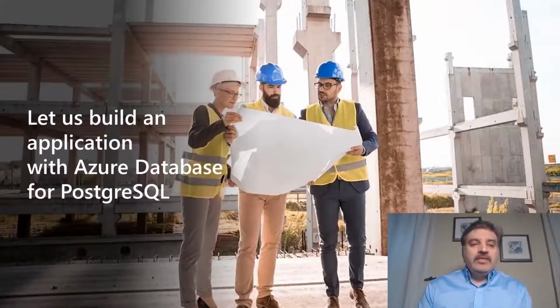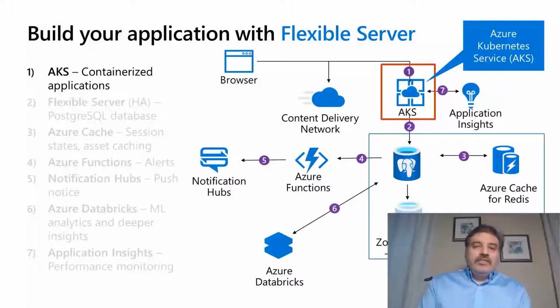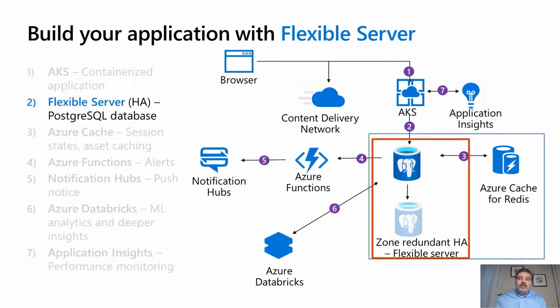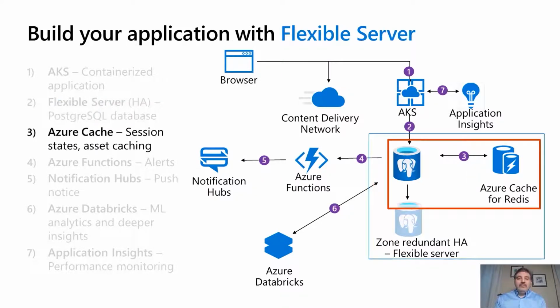So let's build an application with Azure Database for Postgres. It's a sample application, which could be a transaction application that uses AKS, or Azure Kubernetes Service. As I mentioned, it is a managed Kubernetes cluster in Azure. You can modernize your application development practices to a microservice and container-based approach. On the database side, in the middle of your screen, you can deploy a fully managed Postgres configured with VNet and zone redundant high availability. And you can offload database demands by managing session state and assets caching with Azure Cache for Redis.